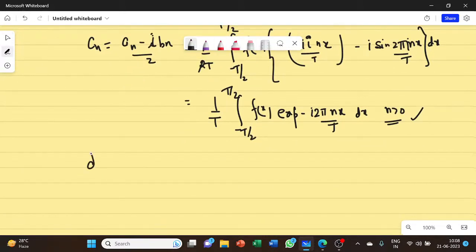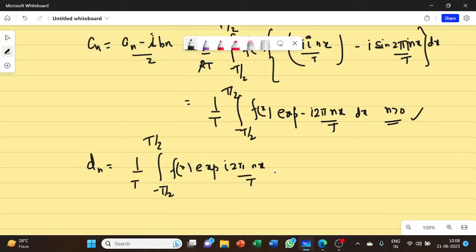And similarly you can find your Dn also. So your Dn would be equal to, I'm writing it without derivation, 1 upon t, integral from minus t by 2 to plus t by 2, f of x, and then e to the power of iota 2 pi n x upon t, and then dx, where n is greater than or equal to 1. So basically this is Dn, or you can write it as c minus n. This is one and the same thing.